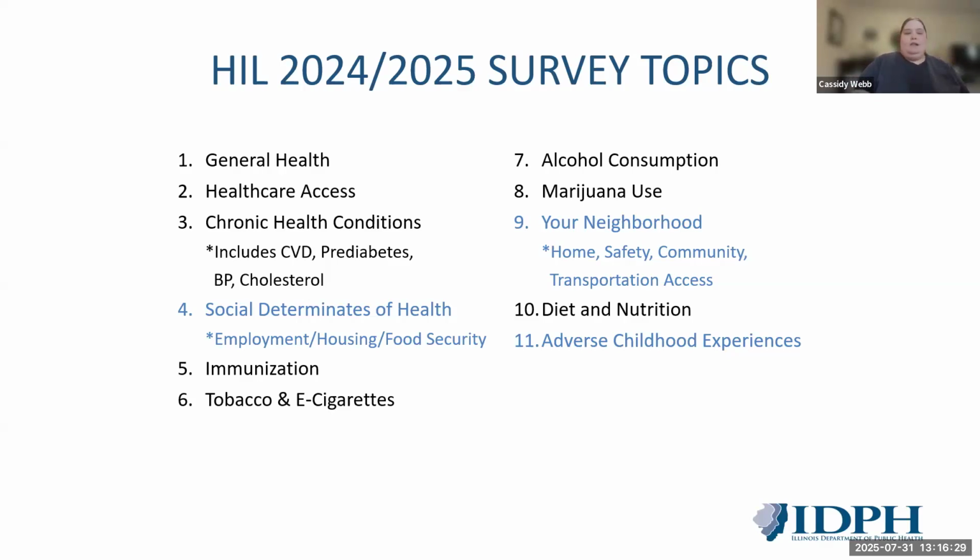The ones we wanted to highlight were social determinants of health on our survey, which includes things like employment, housing, and food security. Your neighborhood, which includes things like your home, your safety, your community, and transportation access. And then finally, adverse childhood experiences, such as the experience of verbal, sexual, and physical violence in childhood. Next slide, please.